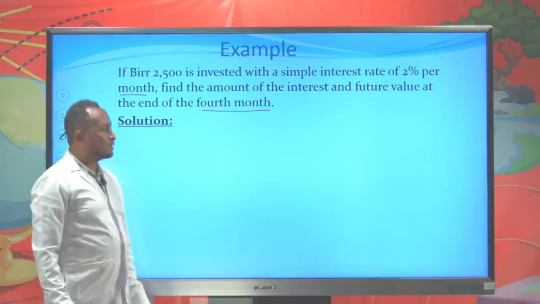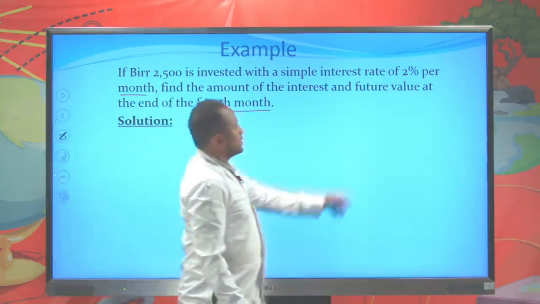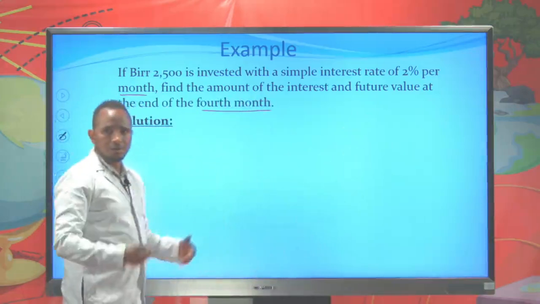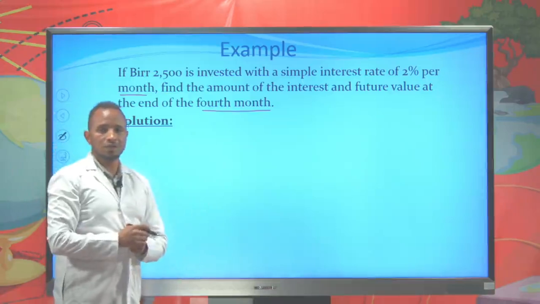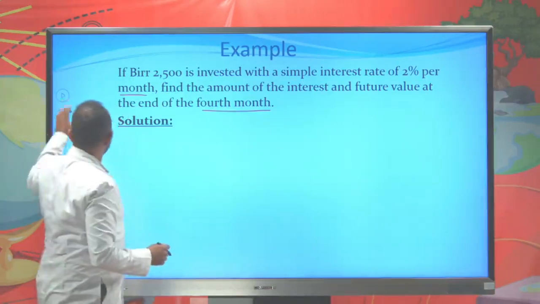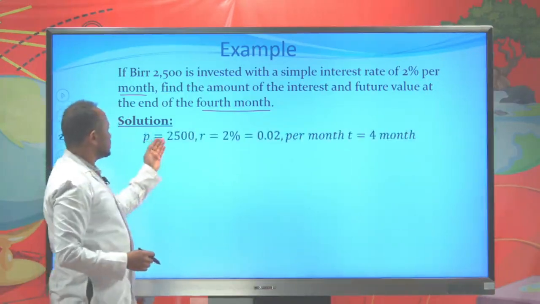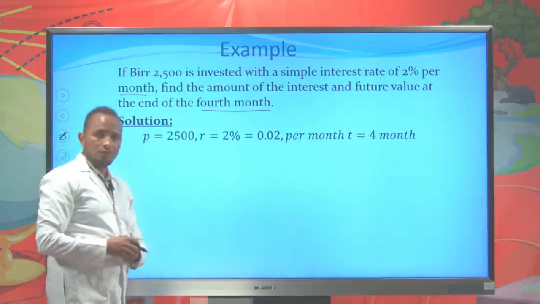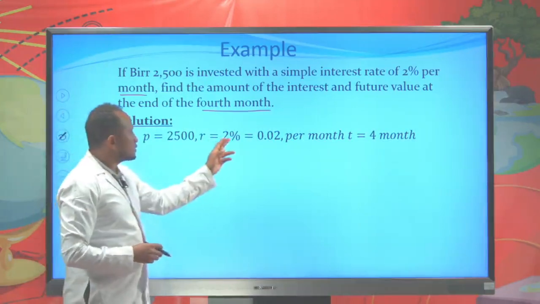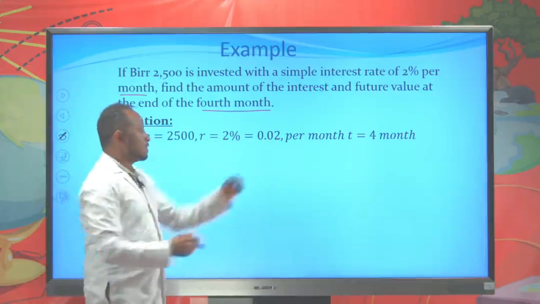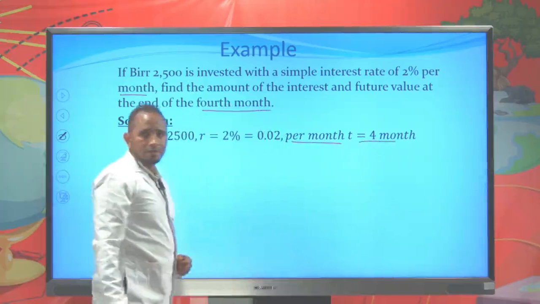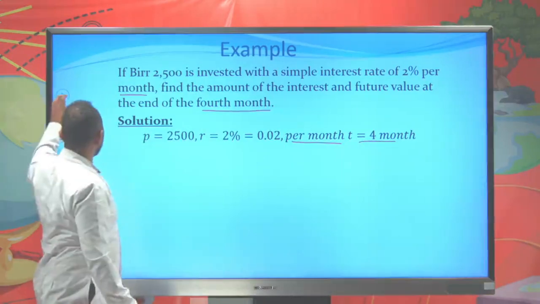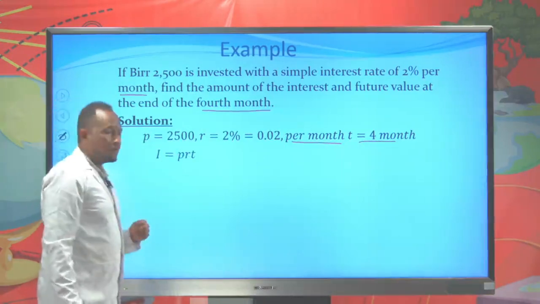So here, be careful, the interest rate is per month and the time is in months, so no need of conversion, they are in the same unit. So here, principal is given, it is 2,500, and the rate is 2%, it is 0.02 per month. It is per month, and the time is 4 months. So using the formula, we can find the simple interest.